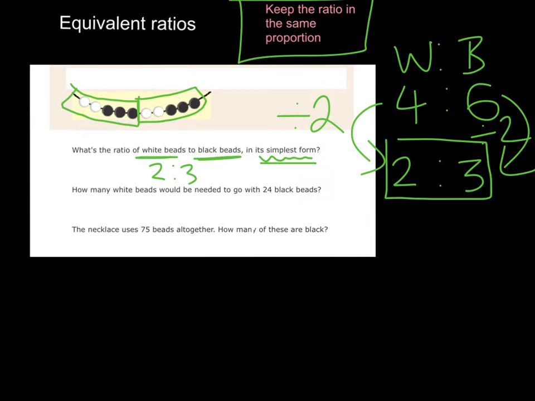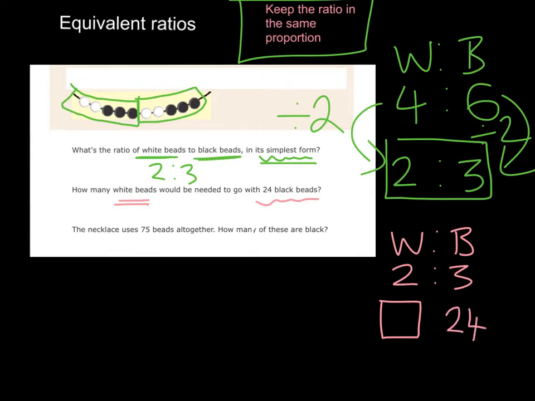Okay, so how many white beads would need to go with 24 black beads? So now we're going to have to use the ratio to help us. So I'm going to use the ratio 2 to 3. So white to black, and for every 2 white there are 3 black. The question is asking how many white beads, so the white is where I'm going to put the box for the question mark. How many white beads would need to go with 24 black? So underneath the black I'm going to pop 24.